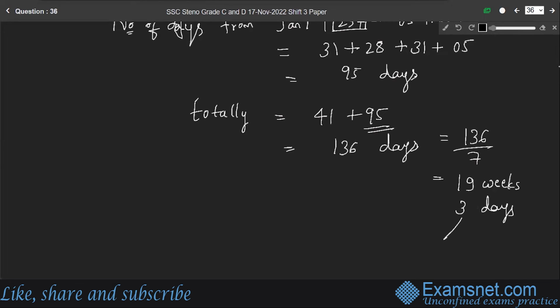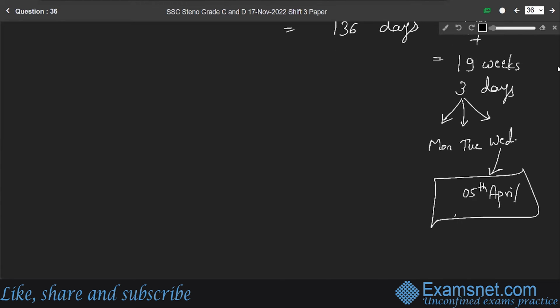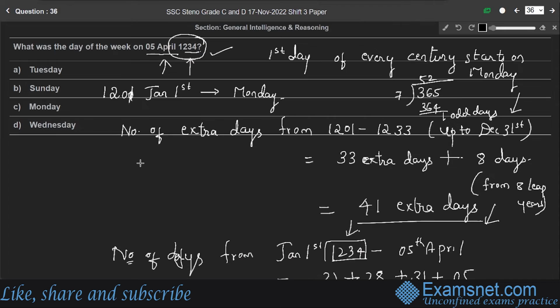These 3 extra days are counted from Monday, since each week starts on Monday in the Gregorian calendar. So these 3 days are Monday, Tuesday, and Wednesday. This Wednesday is nothing but 5th April, the last day. Therefore, 5th April is on Wednesday. Option D is the right answer.